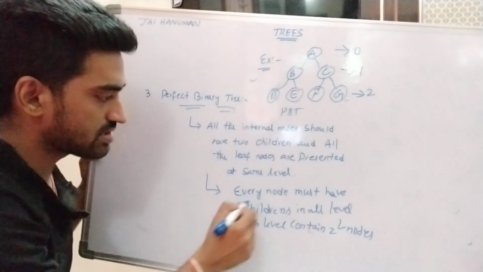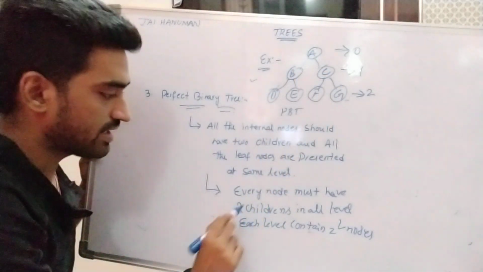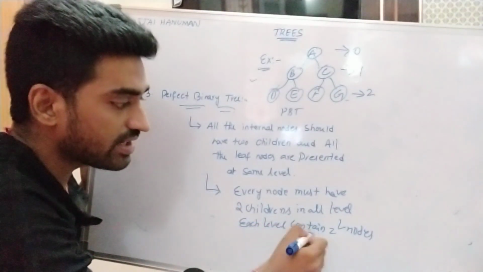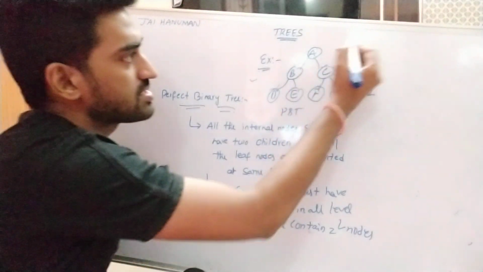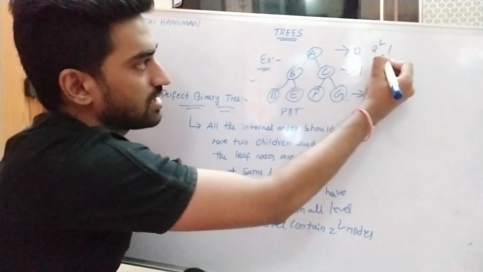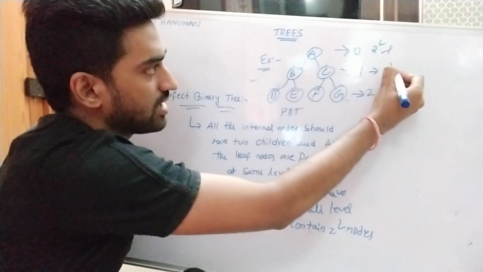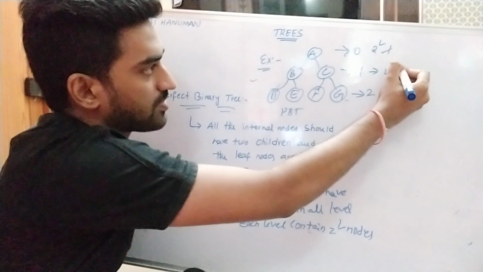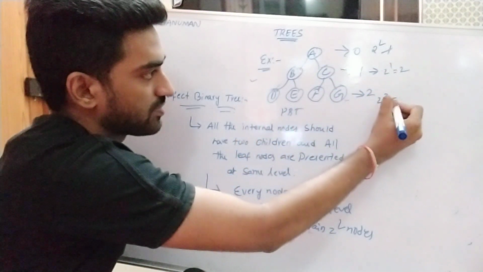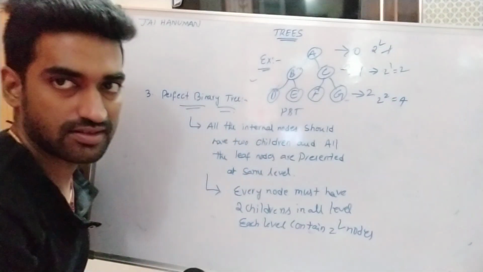So here I am taking this one. Every node must have 2 children in all levels except the last level, and each level contains 2 power L nodes. For suppose this level, 2 power L. So what is the level? 2 power 0, that is 1. So it contains 1 node, correct? What is the level for these nodes? 2 power 1, which is equivalent to 2. 2 nodes are presented. What is the level? 2 square, 4. 4 nodes are presented. So that's why this is a perfect binary tree, right?